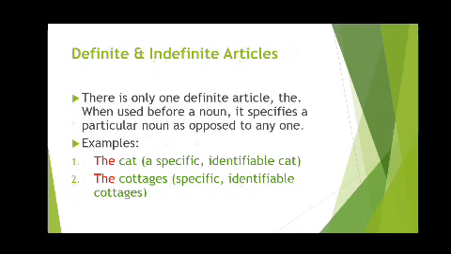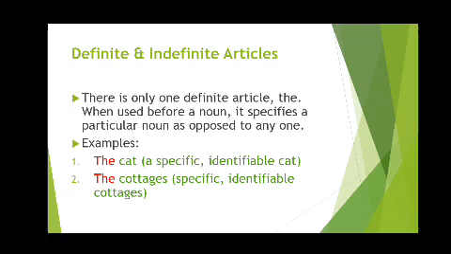So the first one was the definite and indefinite articles. No complications there. There is only one definite article, the. When used before a noun, it specifies a particular noun as opposed to any other or any one. Examples: the cat. The cat, basically, the in this expression specifies the cat. It identifies the cat. It gives it certain identity. The cat is specific. It's not a normal cat. Otherwise, it would have been a cat.